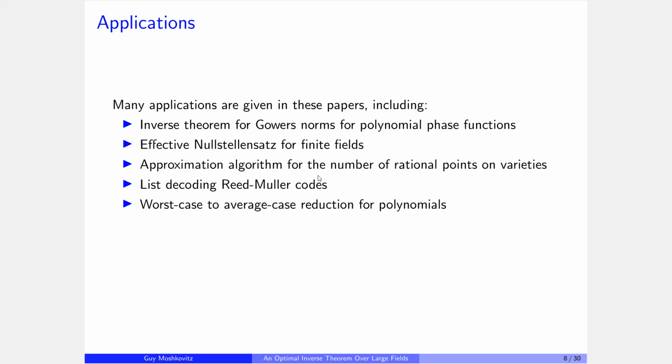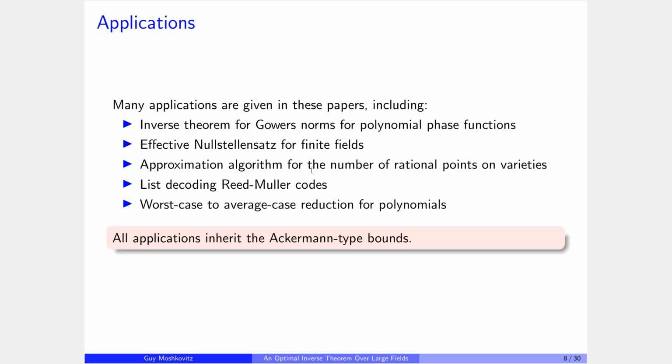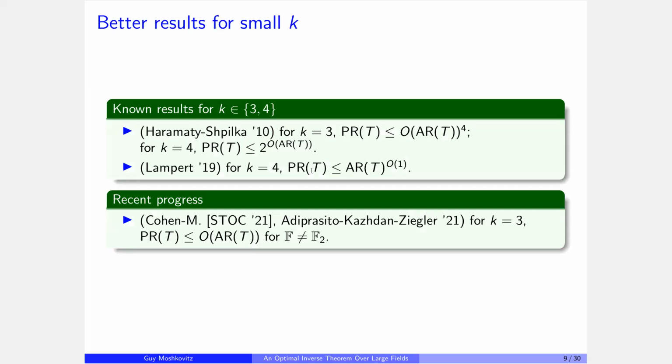It has algorithmic applications in coding theory, complexity theory, etc. As I said, all of these applications inherit the horrible Ackermann type bounds from before. What else is known? For very small values of k, when k equals 3 or 4, some much better bounds are known. Haramati and Shpilka proved the polynomial bound. Okay, so that's much more sensible.